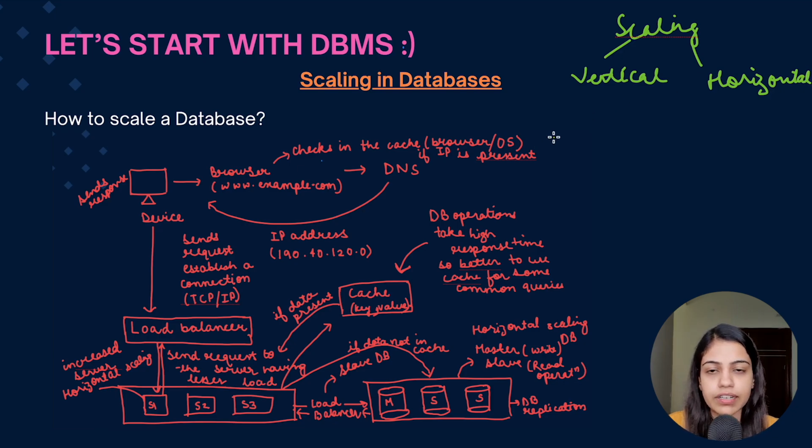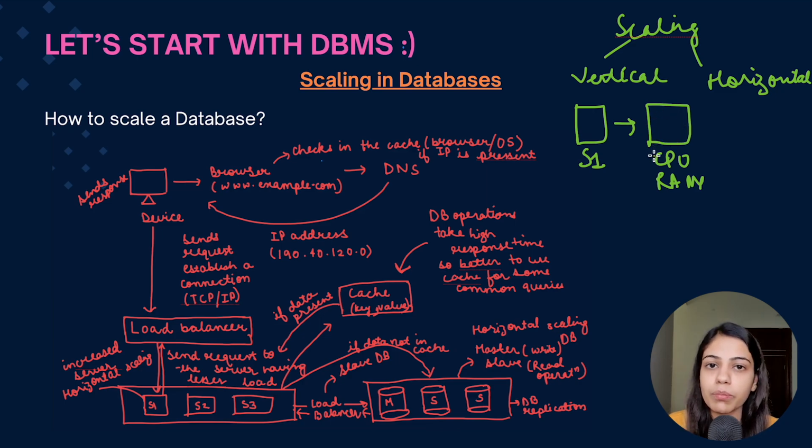Now what happens in vertical scaling? So in vertical scaling, if there is one server, right now server S1 is present, what it will do is increase the number of CPUs as well as RAM of this particular server so that it can accommodate more requests. So this is what happens in vertical scaling.